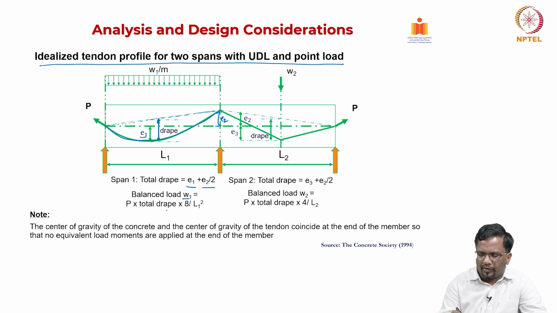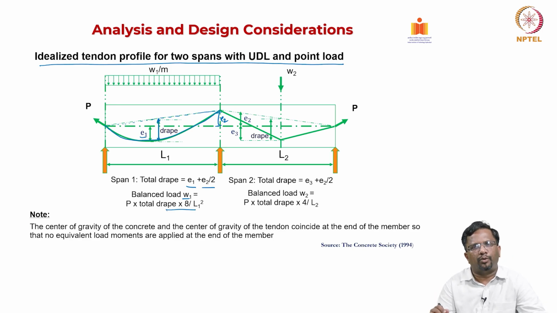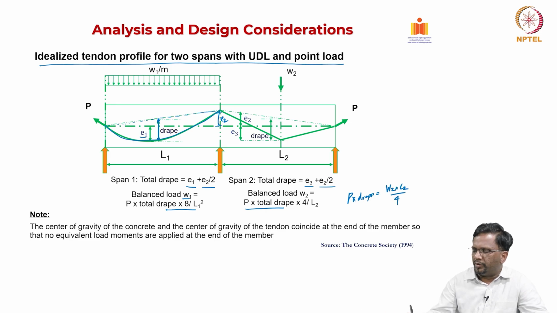So, in that way also we can derive that. We have done it previously in the load balancing module. Now, for the second span, for example, if this positive location is E3, my total drape is going to be E3 plus E2 by 2. So, balanced load W2 is going to be P into total drape into 4 by L2, or in other words P into drape should be equal to W2 into L2 by 4. So, I can calculate what W2 is, right.